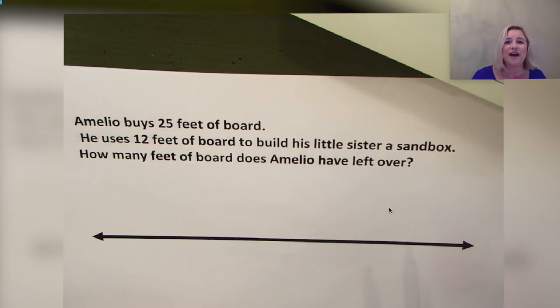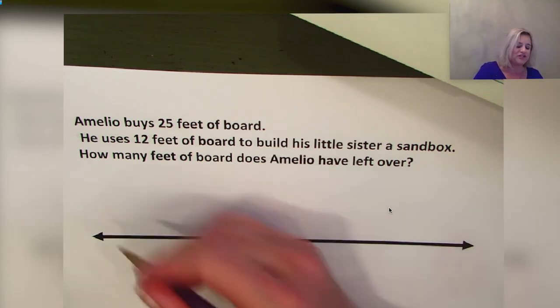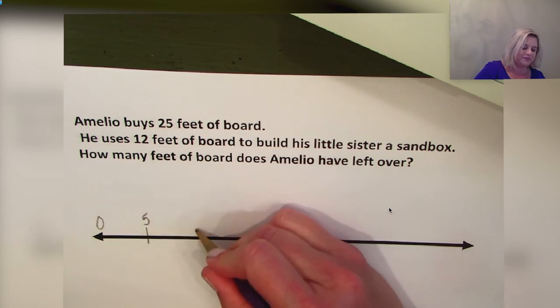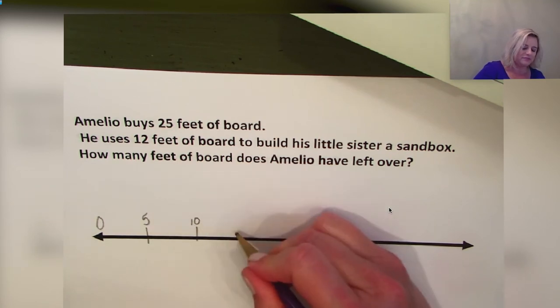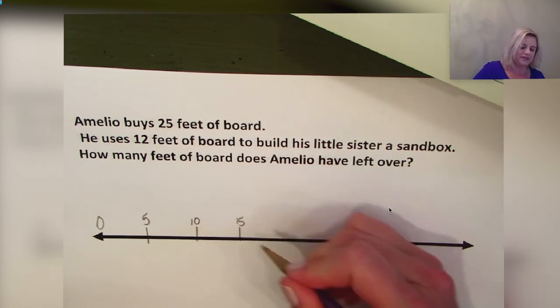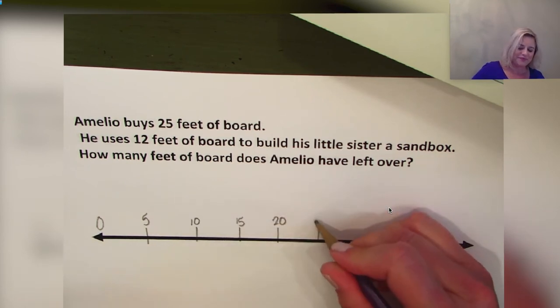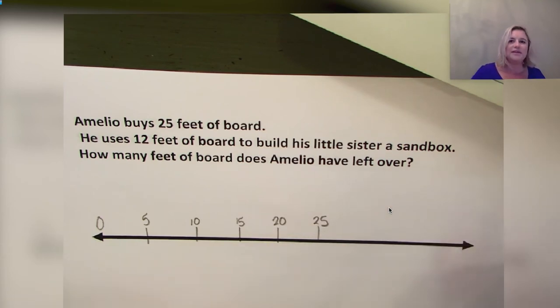Now we will place 5 hash marks and label them counting by 5s. We'll first start here. 0, 5, 10, 15, 20, 25. Does yours look like mine? Great job. Now we need to add the 4 hash marks in between, creating 5 spaces.